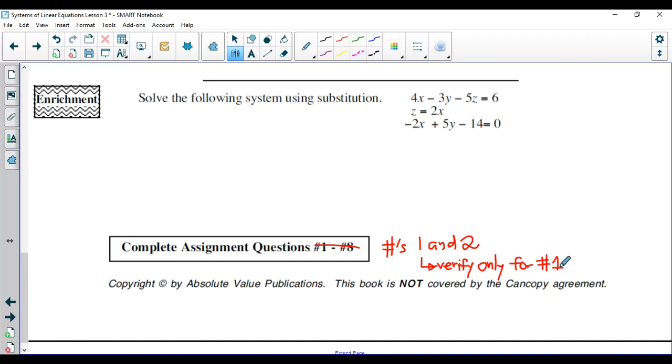Okay, and that's it for this lesson. In the next one, we'll talk about how we can use an alternate approach, the method of elimination, to solve a system of equations. And I'll talk to you then.